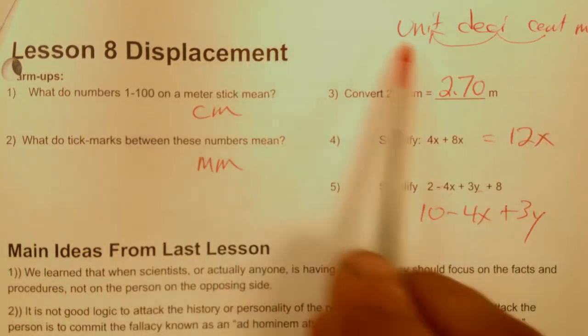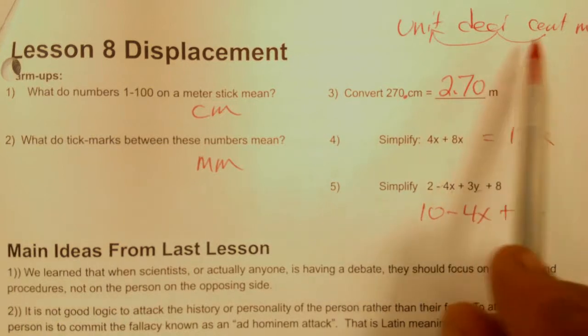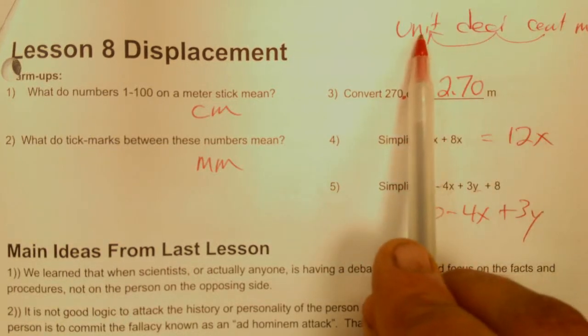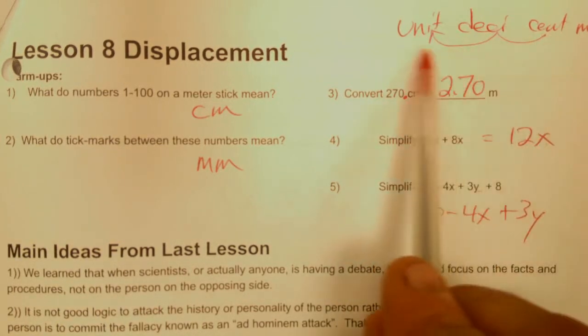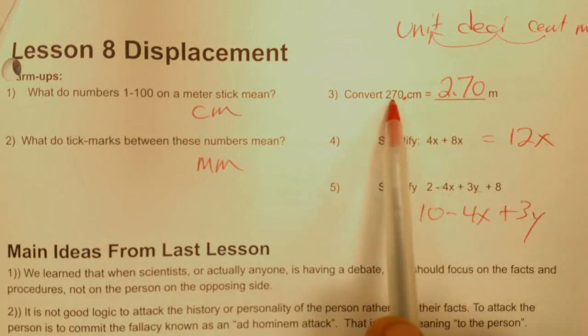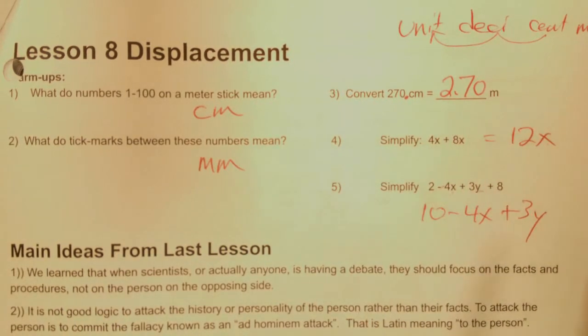There's other things on the left, but this is what we're looking at. To go from centi to the plain old unit of meters, we have to go to the left 2 spots. So I moved the decimal point 2 spots to be 2.7.